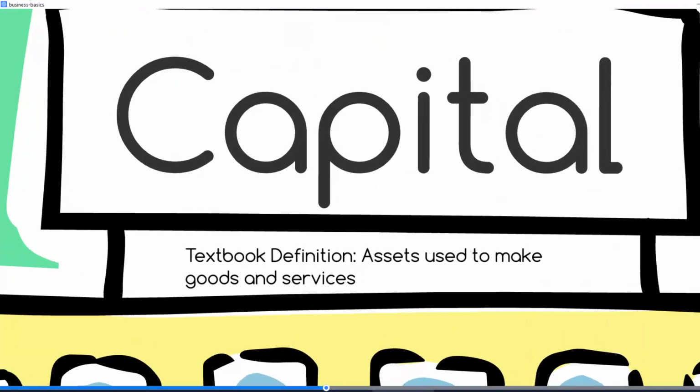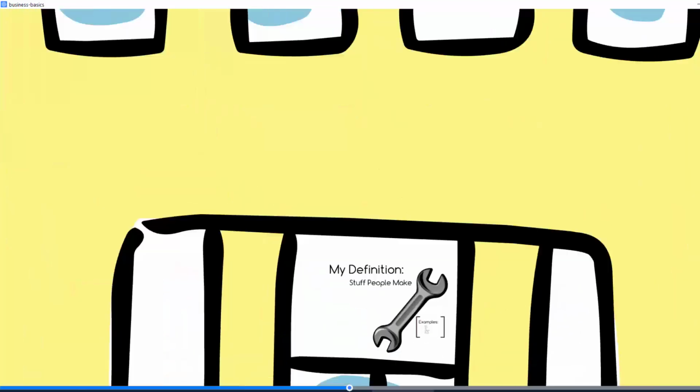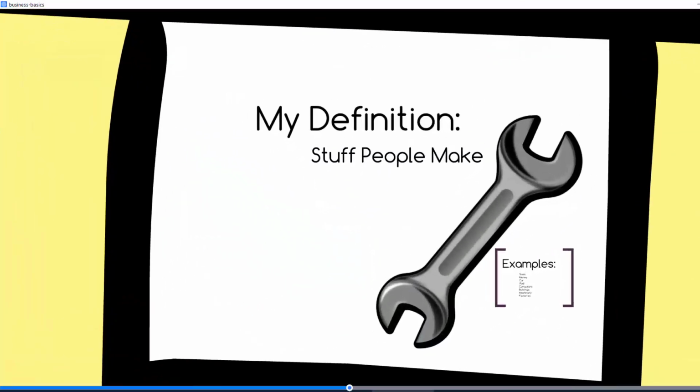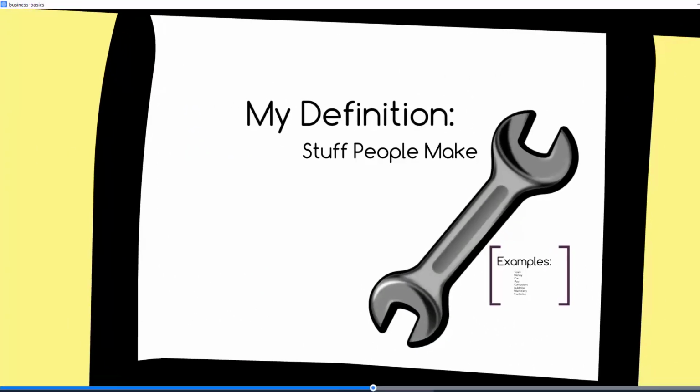All right, the third one is capital. The textbook definition is assets used to make goods or services. So you hear the word capital a lot. It's used in a lot of ways. Like you think of a capital city. That's not this one. Capital is also another word for money. Some people are like, oh, I don't have any capital to start a business. They mean I don't have enough money to start a business, right? But capital is a bigger word than just money. It's all the assets that a company might need or have, right? So the definition is stuff people make, okay? Stuff people make.